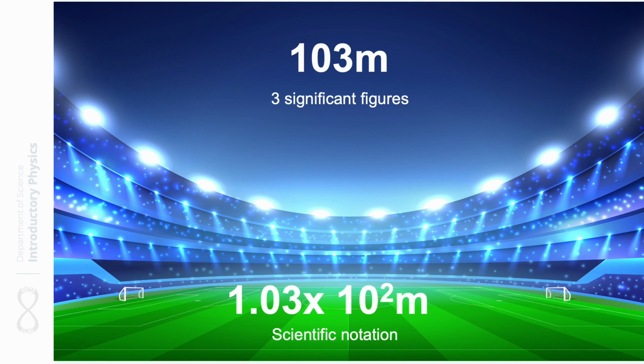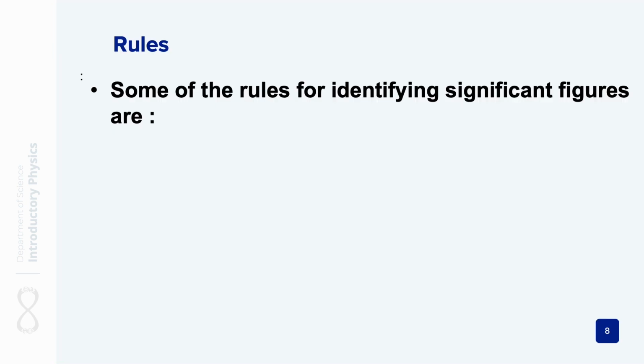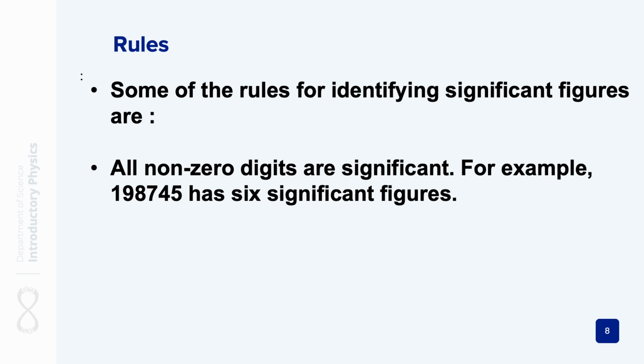But let's look at some of the rules for calculating or coming up with significant figures. The first one is all non-zero digits are significant. For example, 198745 has 6 significant figures. So all non-zero digits are significant.